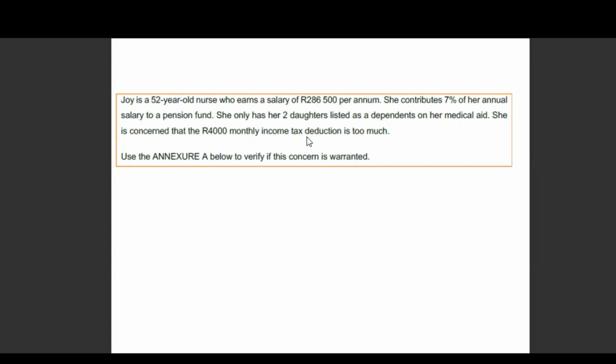Then this is a good example. Let's see this. The person called Joy. Joy is a 52-year-old nurse who earns a salary of 286,500 per annum. Take note of that. Per annum.